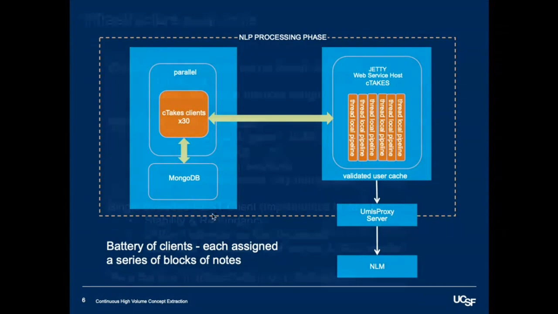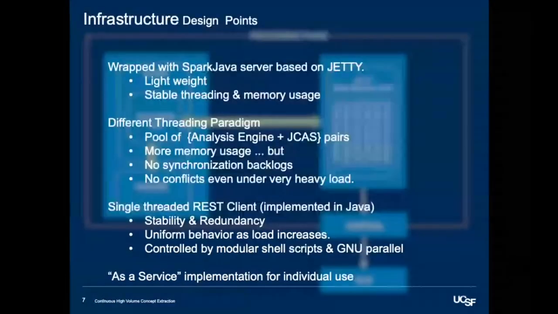So what we did for cTAKES, rather than trying to run the single threaded process or use the multi-threadedness that was available within the pipeline itself, is I built a new REST implementation using Spark Java, after looking at some of the other REST implementations that were available in the cTAKES community. We chose to do our own for stability, ease of modification, and performance. We have a couple of different APIs that will return either the full JCAS or concept level data, which I'll describe later on. A key choice in terms of the performance on the server side was how the threading would be managed for optimum throughput.